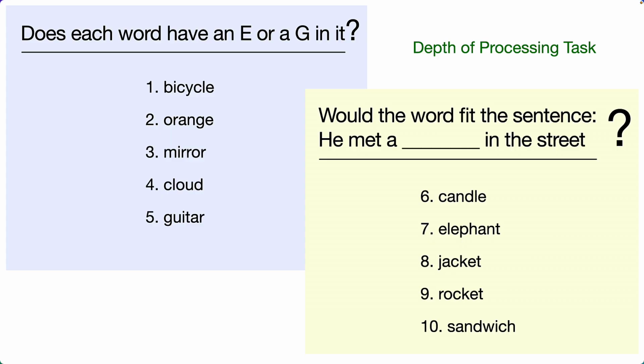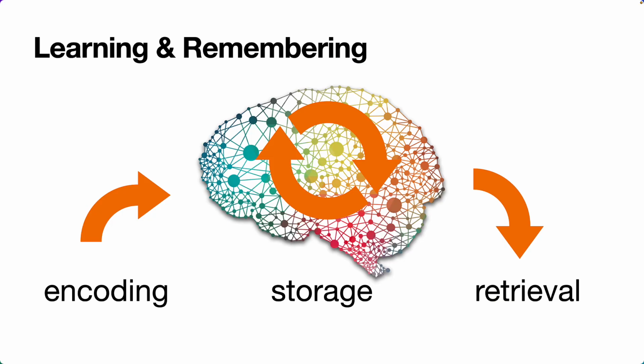Chances are you remembered more of the words on the right because of something referred to as depth of processing or elaborative encoding. And what is encoding? So, to understand what depth of processing or elaborative encoding mean, it's helpful to understand how the process of encoding fits into learning and memory.